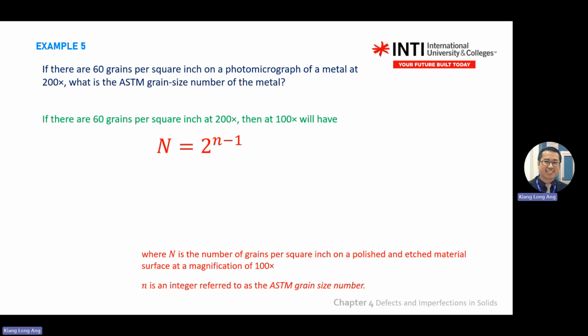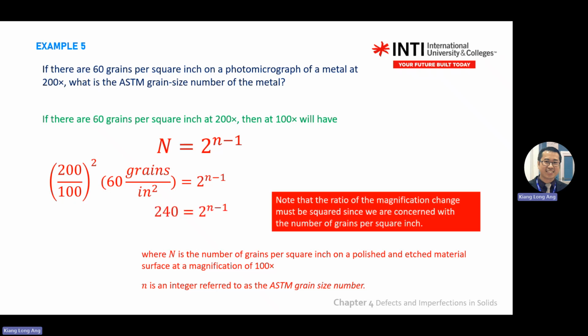So if there are 60 grains per square inch under 200, then there is a calculation there. But I won't ask you this one. Just for info, there's a way to calculate grain size.